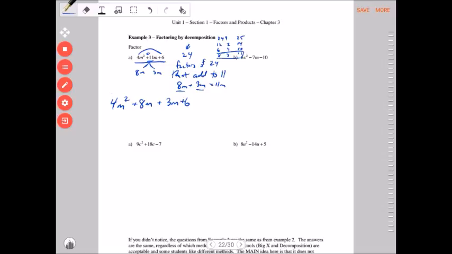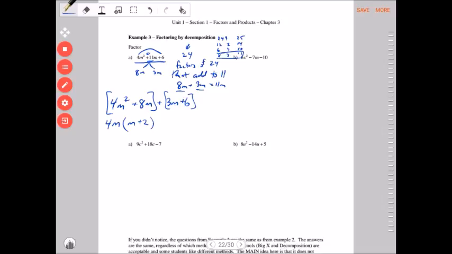Now watch what happens. We're going to group these together, and we're going to factor. So 4m squared and 8m, there's a common factor of 4m. When we do that, 4m squared divided by 4m is just m. 8 divided by 4 is plus 2. m divided by m is m. Okay, so that's it. Now we do the second bit.